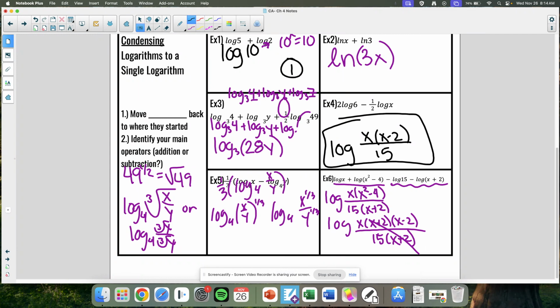So, condensing. Main thing is move exponents back to where they started. And then identify your main operators. It's either going to be adding or subtracting. Anything that adds is a multiplier. Anything that is subtracting is a divider. And just make sure if you have a mixture of both, anything minusing, just throw it on the bottom. Do we have any questions on condensing?